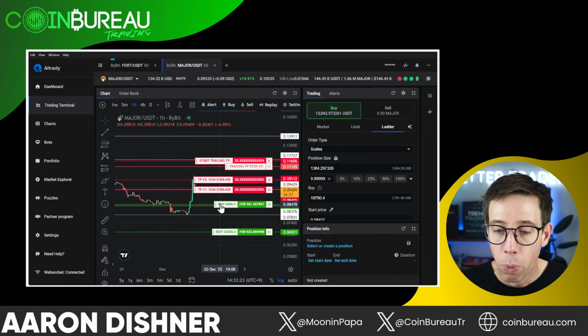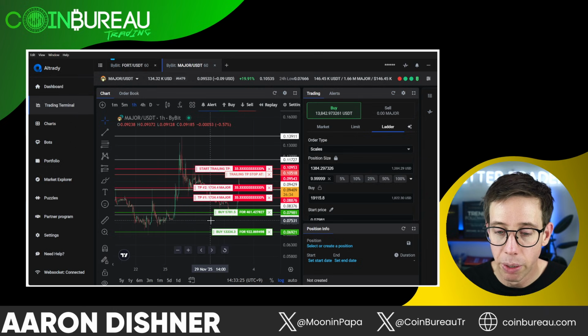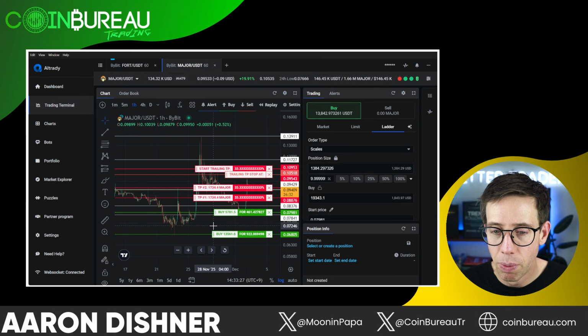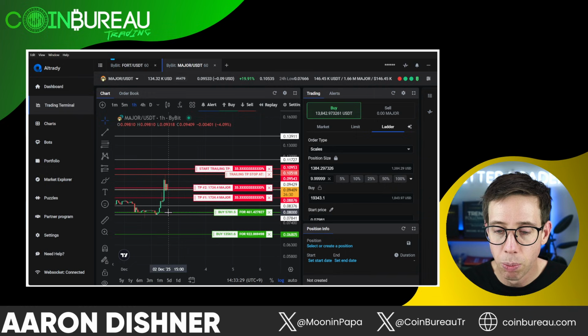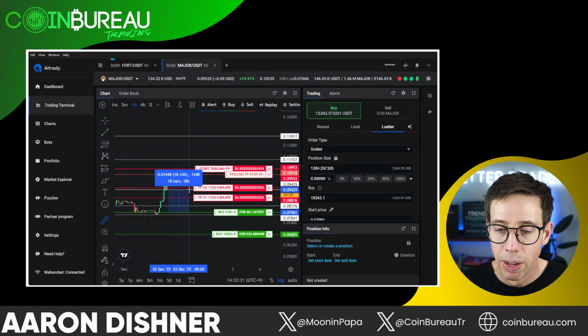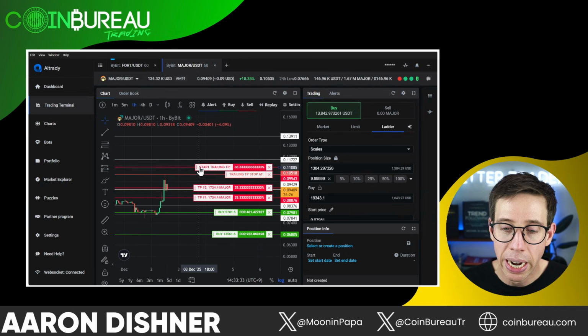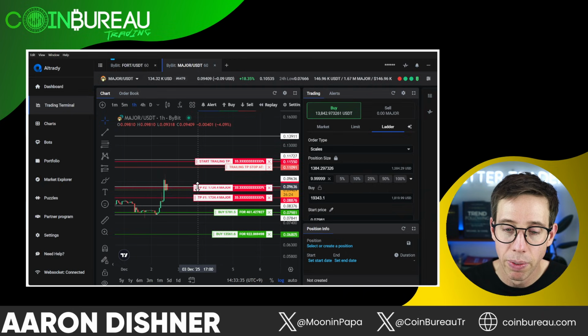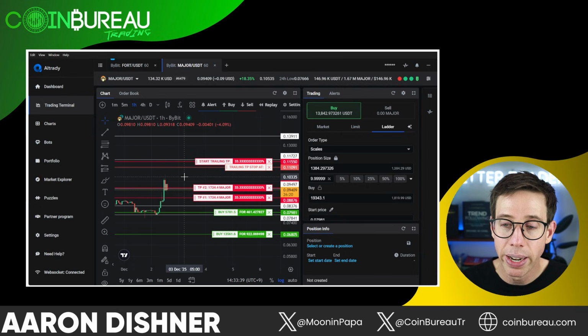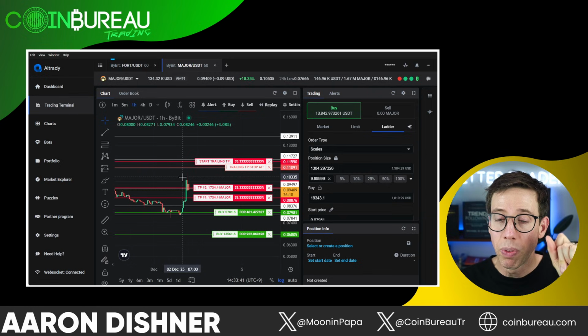So that way, when the price, not if, most likely when, the price of Major falls down to this support level at about 8 cents, I'm going to be taking profit on the way up, and I have an order for trailing just below that level. So this is really awesome because I'm able to take advantage of this super fast.